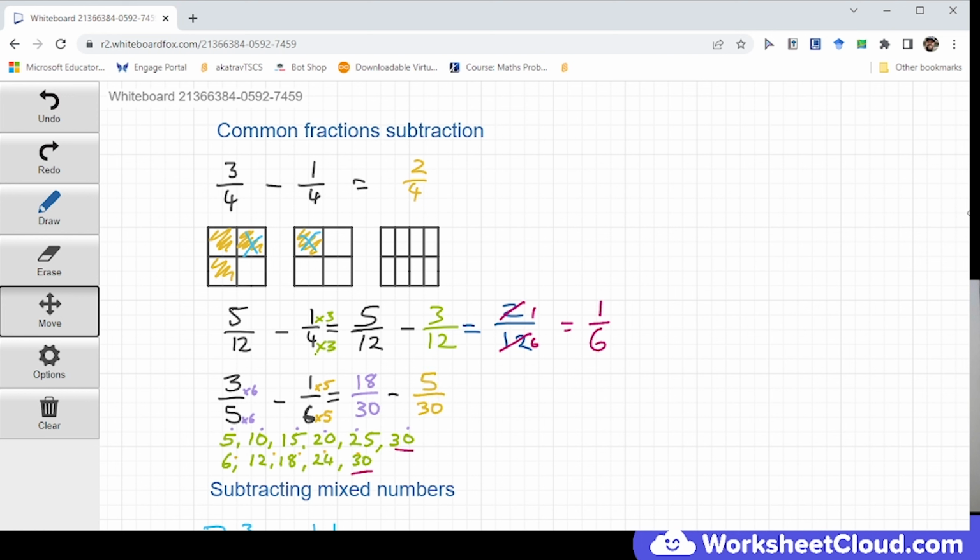Right, I now have a common denominator, which means that I'm allowed to subtract. 18 minus 5 is 13. And we're looking at 30ths. If this could simplify, I would simplify it, but it can't. And one of the clues that you have to that is, if you're a maths buff, if you've got a prime number, you won't be able to simplify it unless it also goes into the denominator.